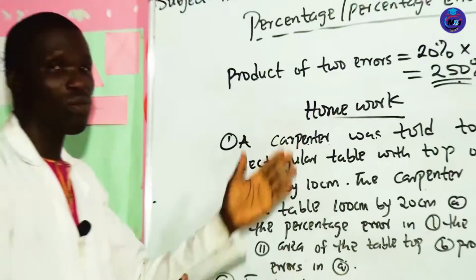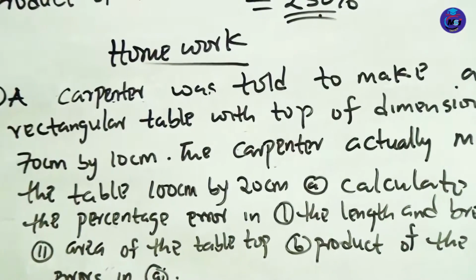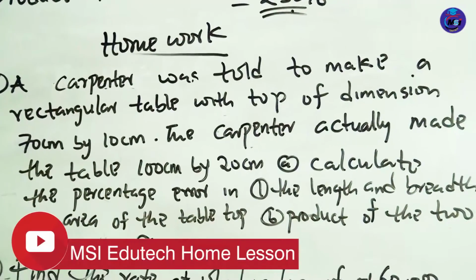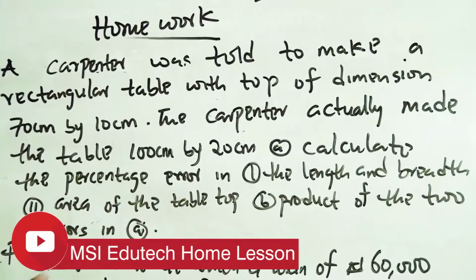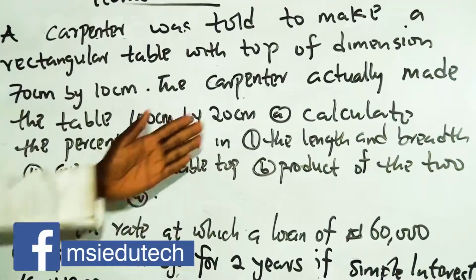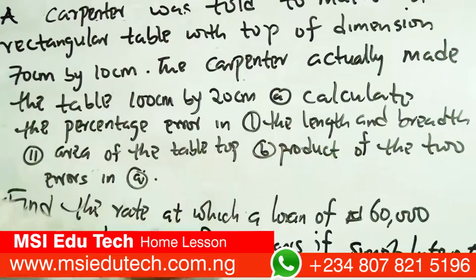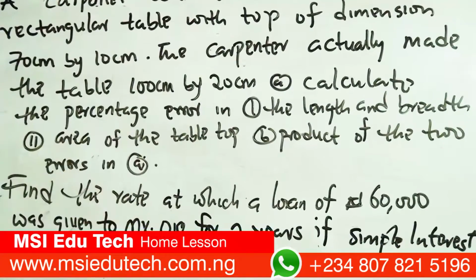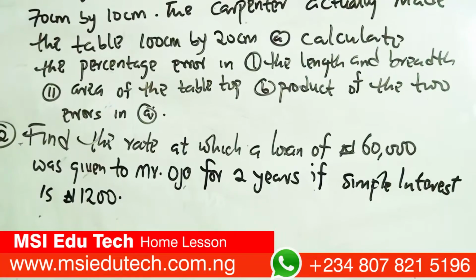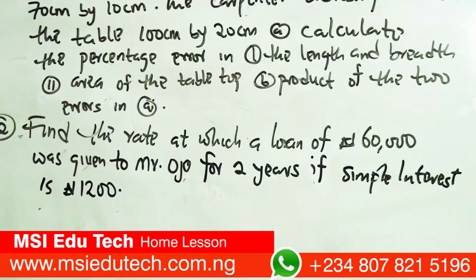Okay, we have homework for you. A carpenter was told to make a rectangular table with top of dimensions 70 centimeter by 10 centimeter. The carpenter actually made the table 100 centimeter by 20 centimeter. Calculate the percentage error in the length and breadth. Calculate the percentage error in the area of the tabletop. Then calculate the product of the two errors in A above. Number 2, find the rate at which a loan of 60,000 naira given to Mr. Ojo for 2 years if simple interest is 1,200.